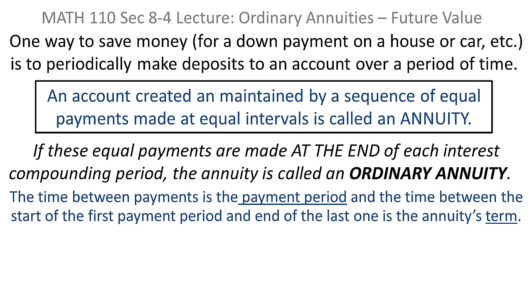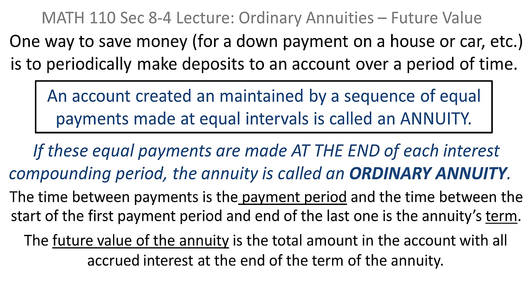The time between payments is called a payment period. For instance, if you put money in once a month, then the payment period is monthly. If you put your payments in once a quarter, it's quarterly. Semi-annual would be twice a year, and annual would be once a year, and so forth. And the time between the start of the very first payment period and the end of the last one is called the term of the annuity. In other words, how long is the annuity going to last?